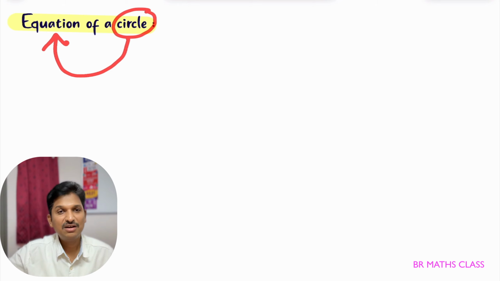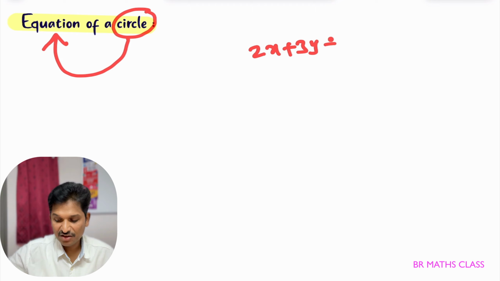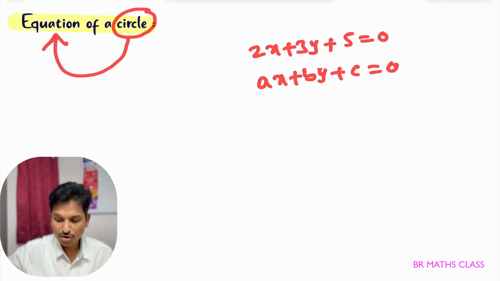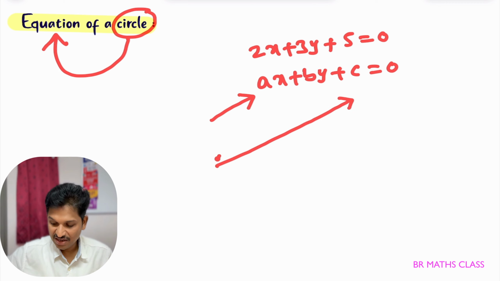In the straight lines chapter you learned that 2x plus 3y plus 5 equal to 0 is the equation of a straight line, because this line equation is of the form ax plus by plus c equal to 0. What is this ax plus by plus c equal to 0? It is the equation of a straight line. It represents a straight line, but we have written it in algebraic form.